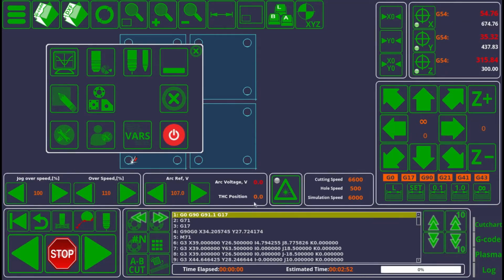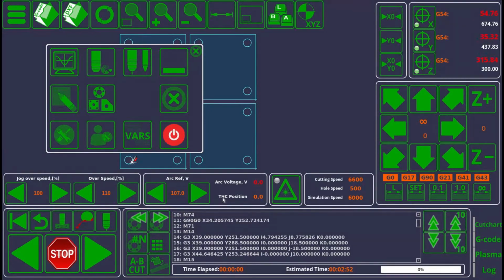Therefore, if the THC system is off with these codes, we should expect this position to also stay in one place, and for our z-axis to not rise as a response. So now let's actually run the program and see what happens.